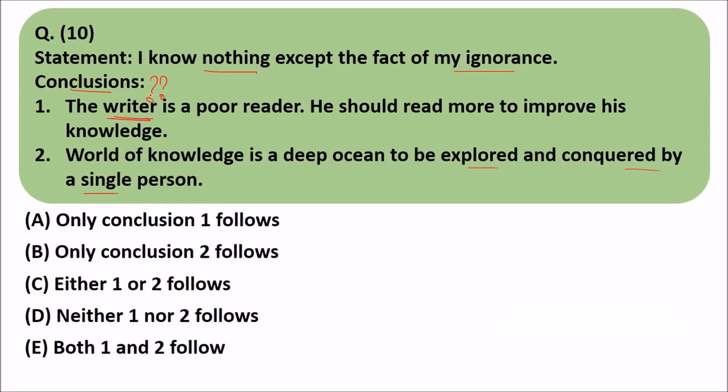Now again we will see the statement over here. The writer is a poor reader. Okay, where does it say that the writer is a poor reader? The person might be a very good reader. Okay, but still the person might not know anything. So the person might be a good reader, but still the person might not be knowing anything. Okay, so again this is a doubtful thing. Again we'll see what more we can search over here.